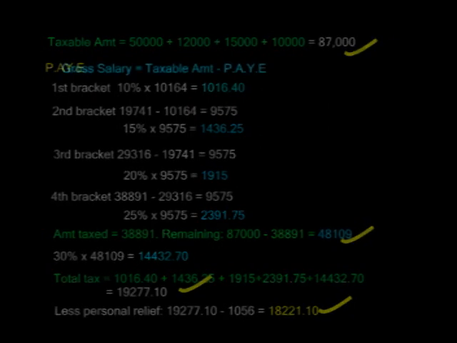So the gross salary is 87,000 minus the tax, 18,221.10 cents, which gives us 68,778.90 cents. That is the amount this civil servant will take home.